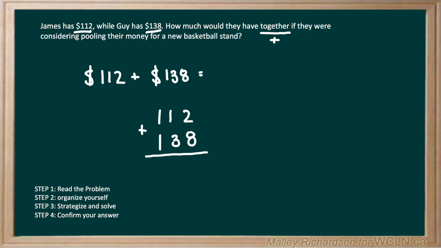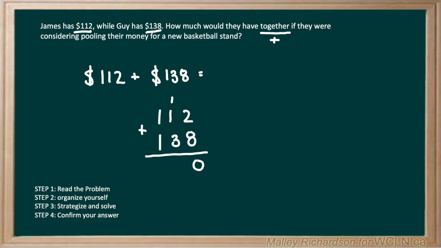together. To add, we always want to start on the far right. So we first add 2 plus 8. We know that 2 plus 8 gives us an answer of 10. And because 10 is a 2-digit number, we place the second digit below, a 0, and then we carry our first digit to the next column, a 1.